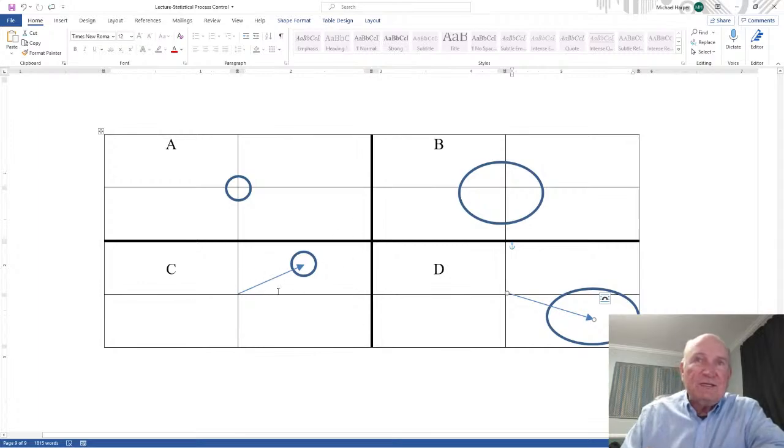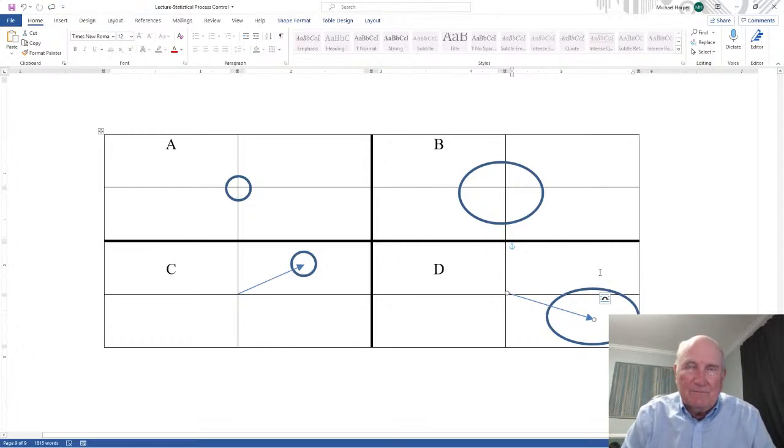So this arrow represents the bias. And this right here represents the variability. So B and D have a lot of variability, right? And A and C have low variability. So this is very good reliability. Well, A and B have very good validity or accuracy, okay? But C and D have a lot of bias or inaccuracy. But A and C have good reliability and repeatability because it repeats, and B and D have very poor reliability or repeatability.